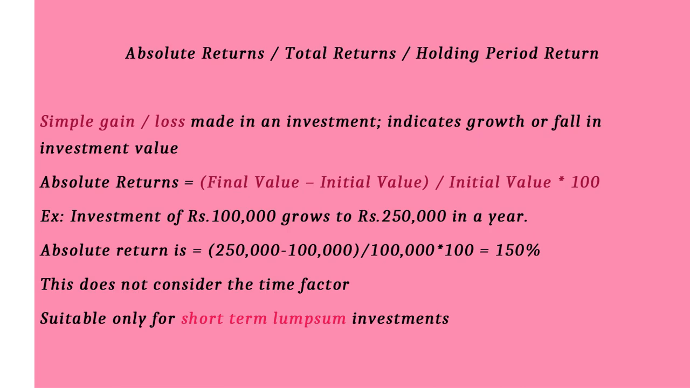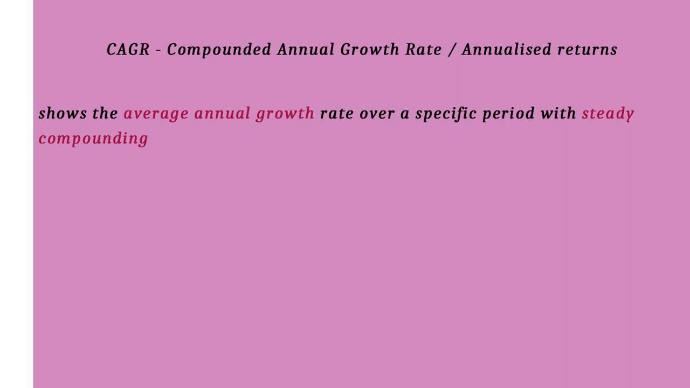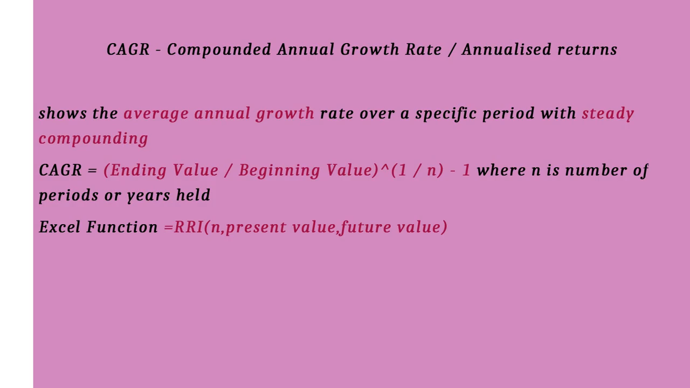Next is CAGR, Compound Annual Growth Rate. This shows the average annual growth rate with steady compounding. The formula is ending value divided by beginning value to the whole power of 1 divided by number of years held, minus 1. There is also an Excel function available here, that is RRI.